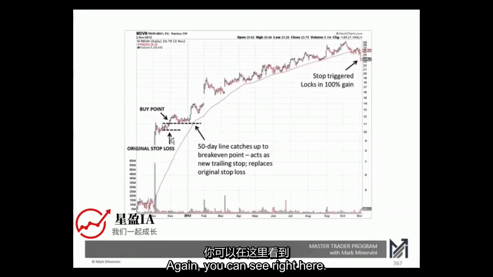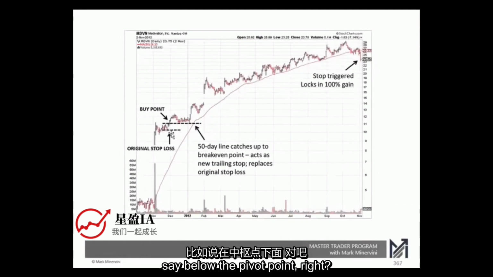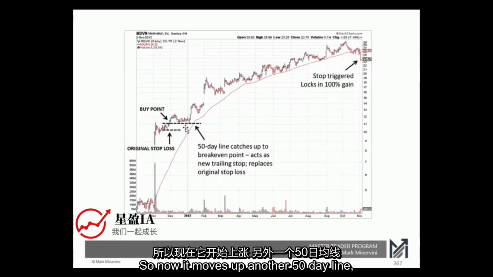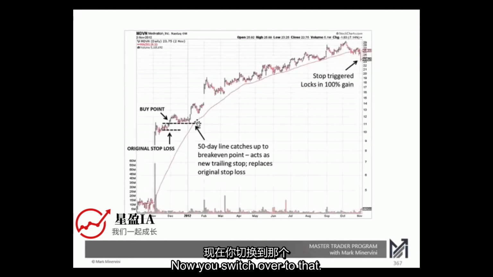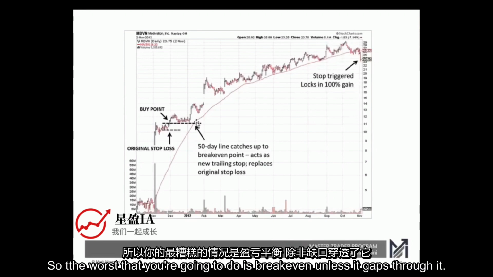Again, you can see right here, buy point coming out of this power play, right? You set your stop here, say below the pivot point, or below the handle, if you will, or the cheat area. So now it moves up, and now the 50-day line catches up to the break-even, which is a month later or so, and now you switch over to that. So now it's break-even or better. You've put a trailing stop that's break-even or better, so the worst that you're going to do is break even, of course, unless it gaps through it.